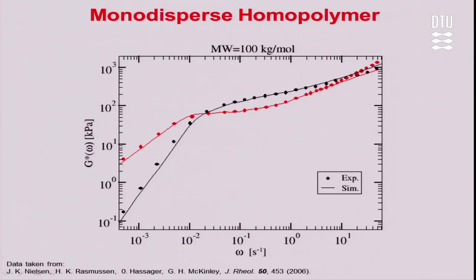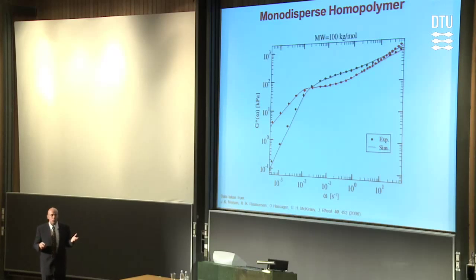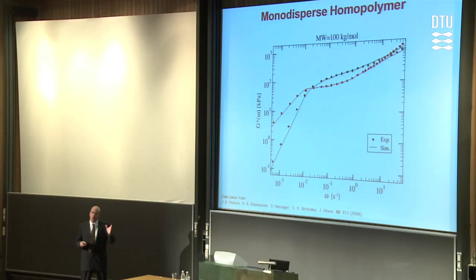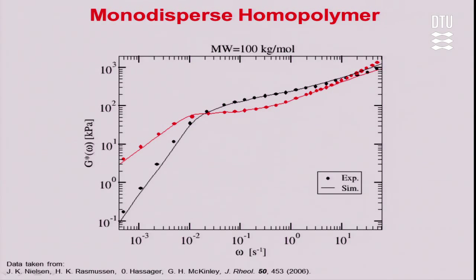These are the so-called elastic and loss modulus of the material. This is for polyethylene as a function of frequency. And you see that the agreement between experiment and simulation is quantitative. So this is telling us now that we can describe the dynamics of the system and start to predict non-equilibrium behavior.